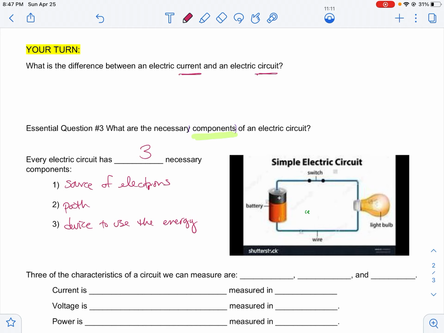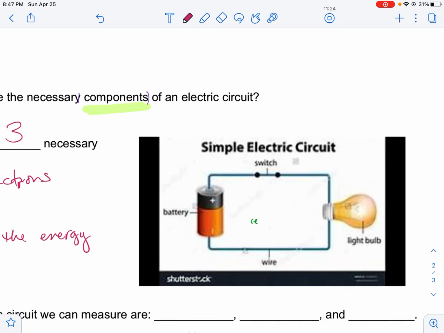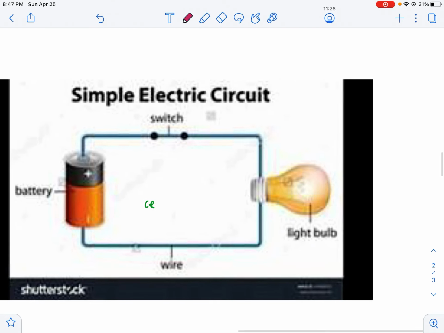It could be a light bulb. That's often what we're going to do, but it could also be like a motor or a fan. It could be a doorbell. It could be a radio. It could be a phone, right? So there's something that's going to use that energy. All right. So if we take a look at our simple circuit here, we can see we've got a battery. That's our source.